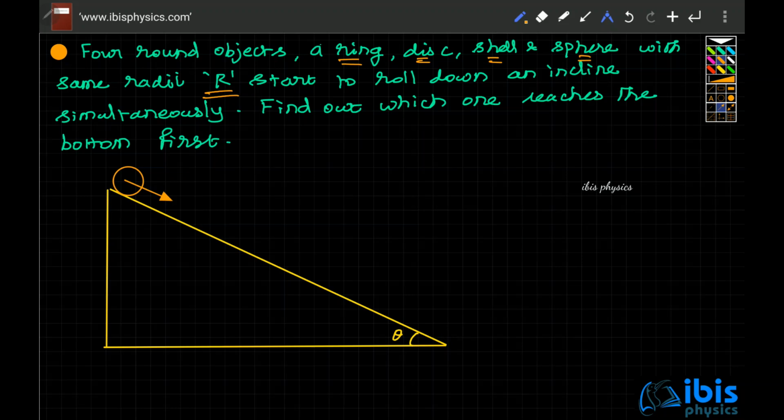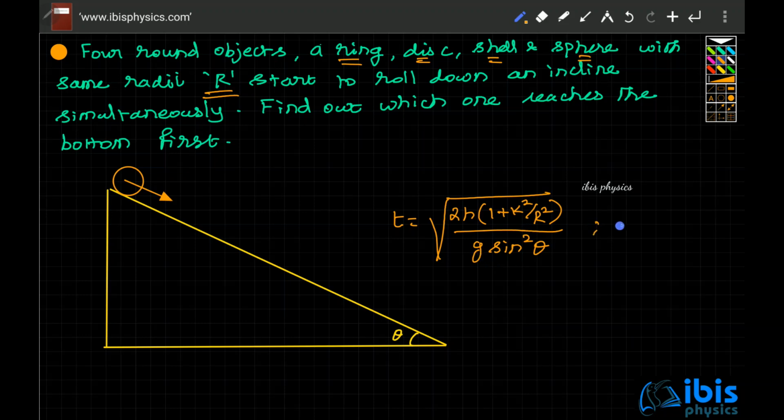bottom, in the last class we had actually derived. So the time to reach the bottom is given by this relation: root over 2h into 1 plus k square by r square, by g sine theta, where k is the radius of gyration. If you have not seen that, you just watch that completely and come back here.